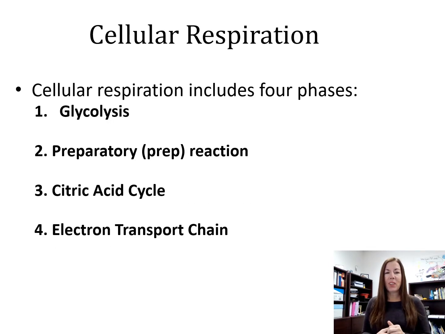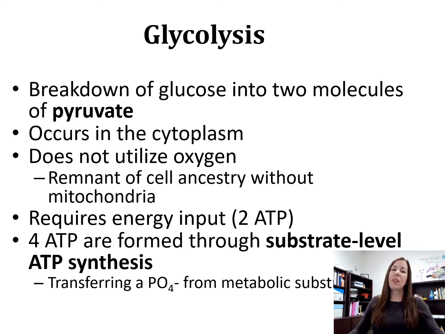So cell respiration happens in 4 phases. There's glycolysis, the prep reaction, the citric acid cycle, and the electron transport chain. Basically, glycolysis is the breakdown of glucose into 2 molecules of pyruvate. Glycolysis happens in the cytoplasm, and it does not require oxygen to be successful.